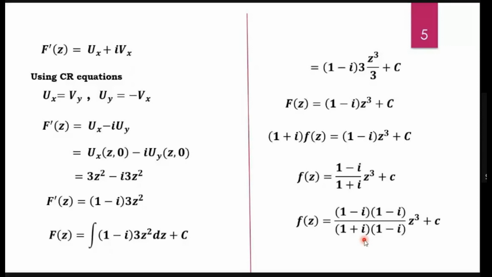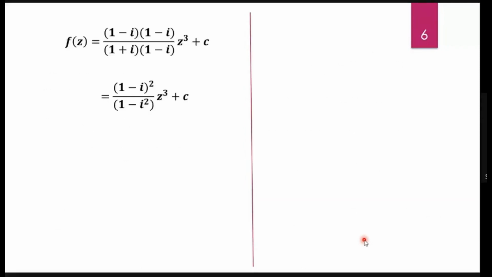So denominator is 2. तो न्यूमरेटर क्या हो जाएगा? 1 minus i the whole square. 1 minus i the whole square को अगर एक्सपैंड किया तो I will get 1 minus 2i plus i square. ठीक है? a minus b the whole square अगर एक्सपैंड किया तो a square minus 2ab plus b square. So I will get 1 minus 2i plus i square. i square is minus 1.